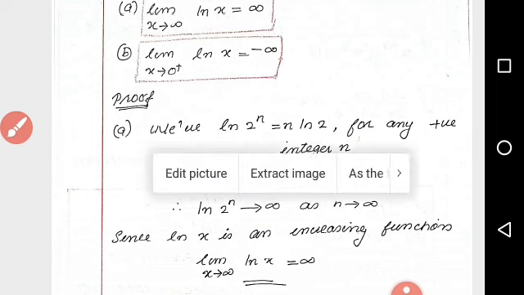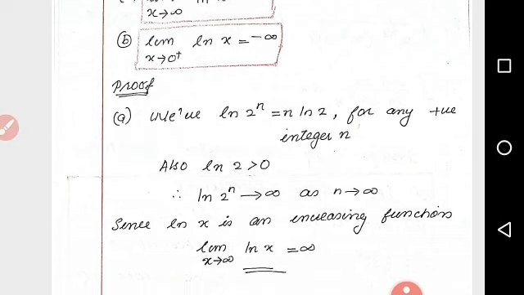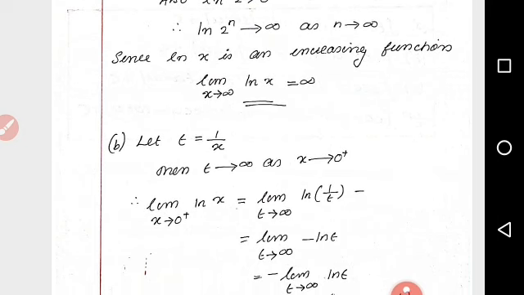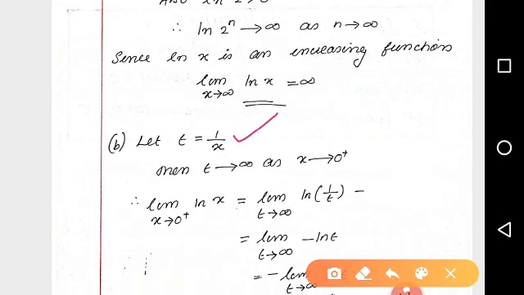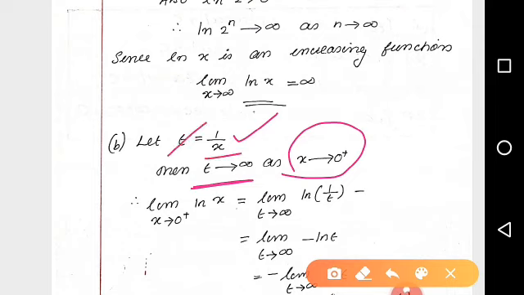Now to prove the second part, we are using the first part, and we take t equal to 1 by x. Whenever x converges to 0 plus, t converges to infinity. Also, when t converges to infinity, x converges to 0. So we have to find the value of limit x tends to 0 plus ln of x. X tends to 0 plus means t tends to infinity, and x is 1 by t.